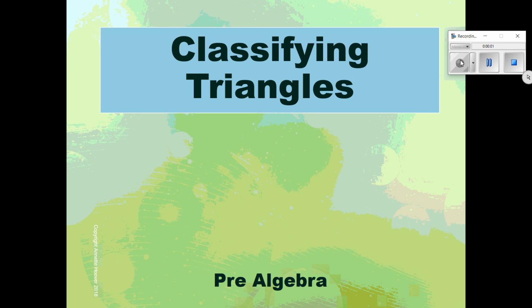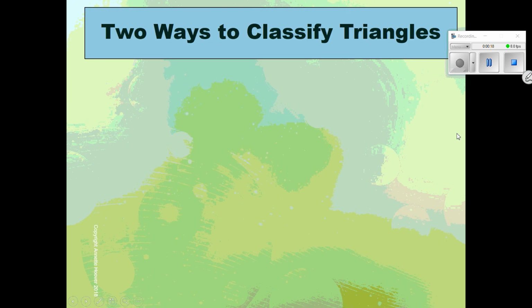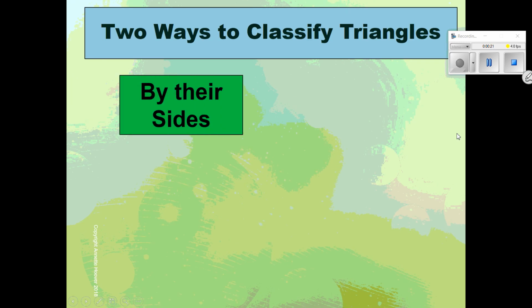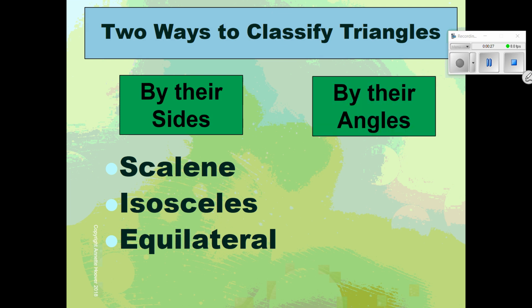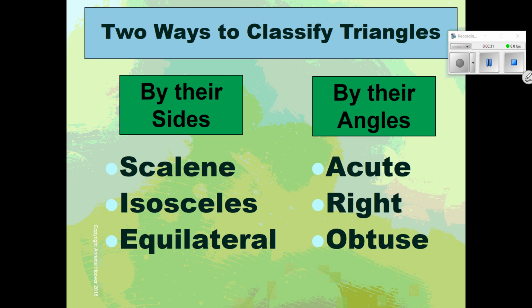Today we're going to learn to classify triangles, which means to name them, and we're going to look at determining the degrees of a missing angle. So first, when classifying triangles or naming triangles, you can name them based on two different things. You can either name them based on the lengths of their sides. We're going to have a scalene, an isosceles, and an equilateral triangle. Or you can name them or classify them by their angles. So we're going to have an acute, a right, and obtuse.